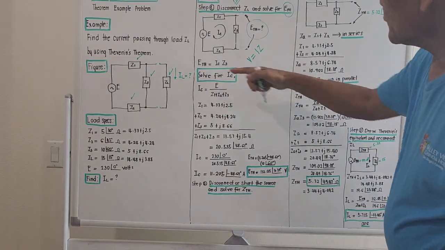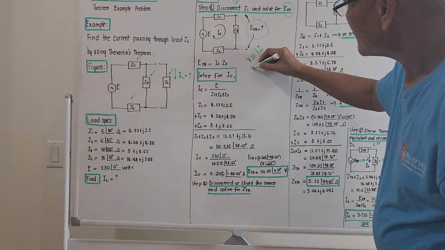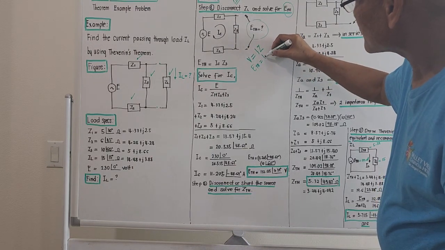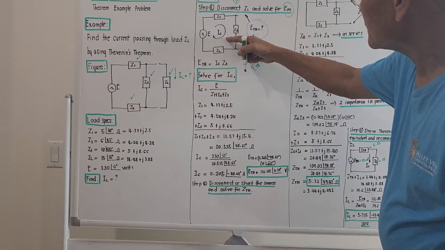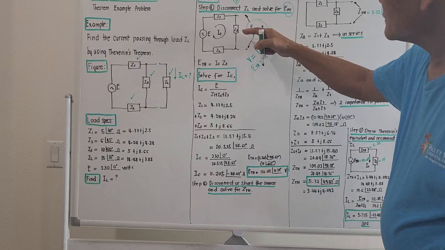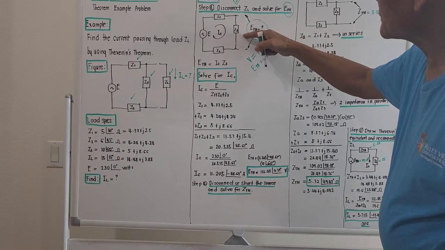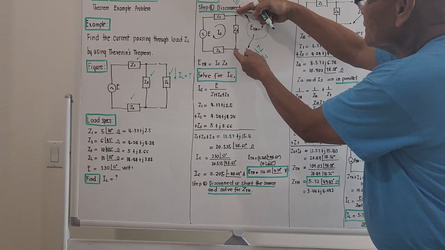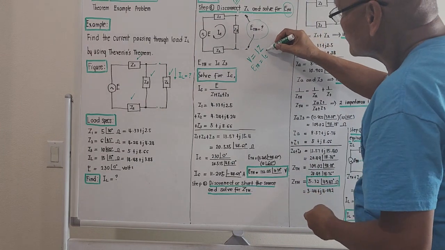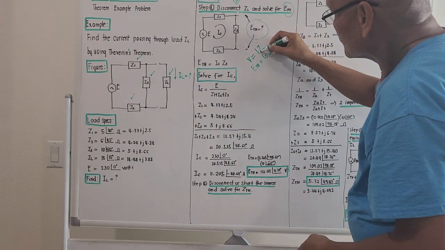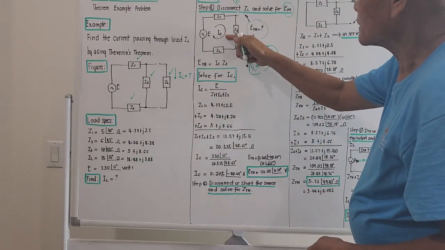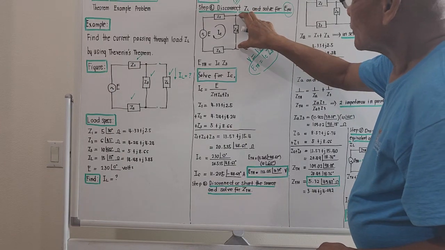We just replace E by ETH, and for the current, it will be the circulating current as what we did earlier, times the voltage across Z3. The voltage across C3 is actually ETH. The voltage across this is just the product of the circulating current times Z3. So the formula on how to take the value of the open circuit voltage is actually the circulating current times the value of this impedance here.